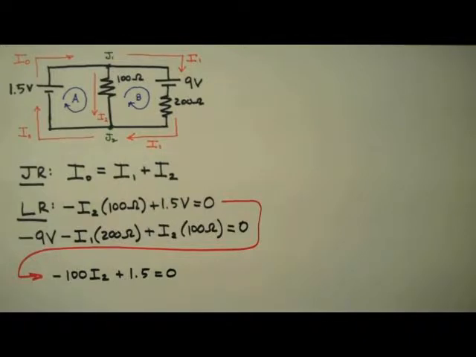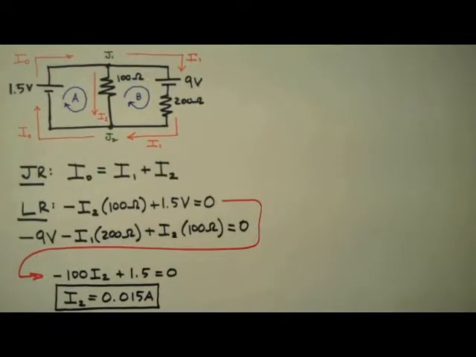So this is what my equation looks like. I'm going to solve this for I2. I2 is equal to 0.015 amps, or 15 milliamps. I box this up. And now I'm going to use this value to solve for I1 in the equation above. I'm going to plug it in here and solve for I1.